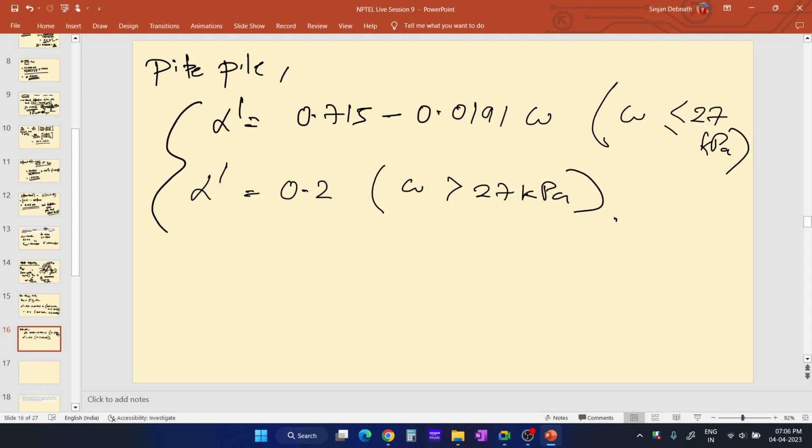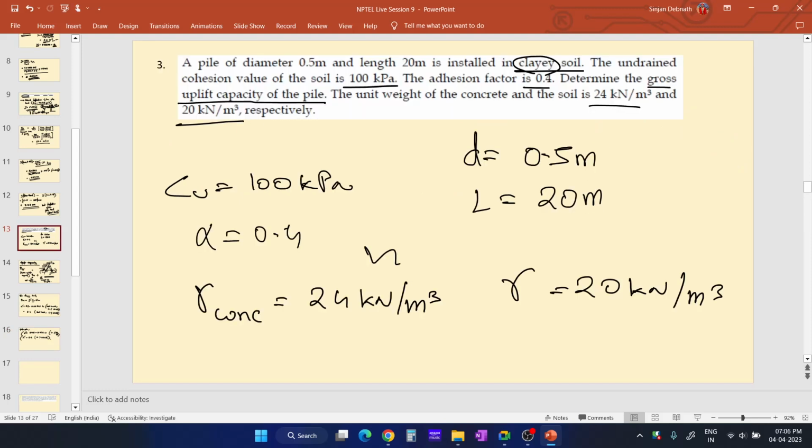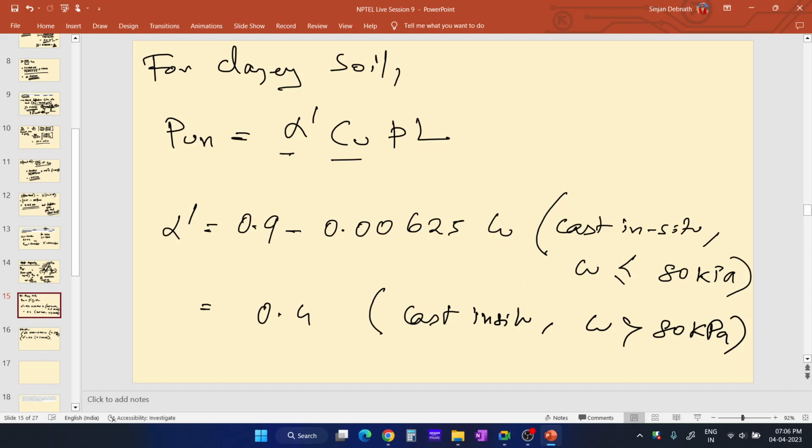These two are only for pipe piles. Here the pile is a solid pile. Also, how much is the cohesion? Undrained cohesion is 100 kPa. So 100 kPa is greater than 80 kPa, so it is 0.4.